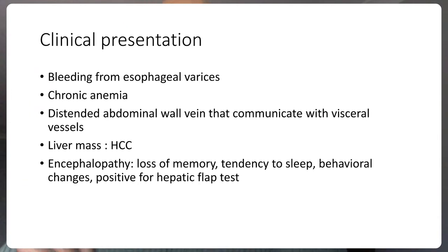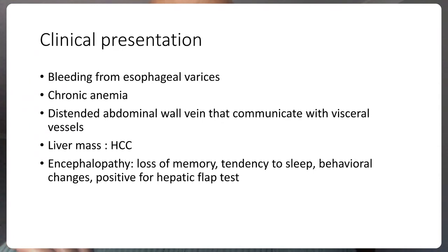Another phenomenon that we need to emphasize when we deal with a patient with liver failure or liver disease is encephalopathy. Now, encephalopathy is a clinical term that manifests in the form of short-term memory loss, drowsiness, and they tend to sleep during the day, and also behavioral changes. And these changes of encephalopathy usually are detected by the family rather than the patient himself.